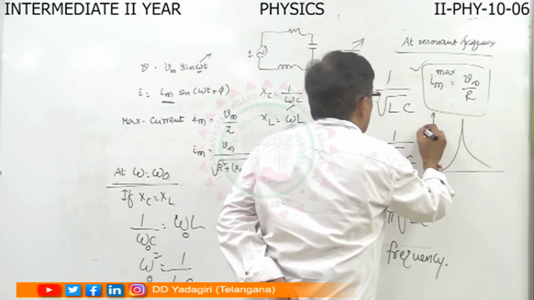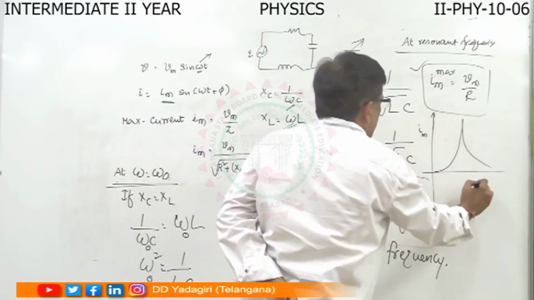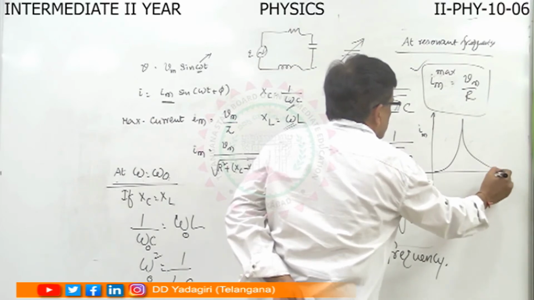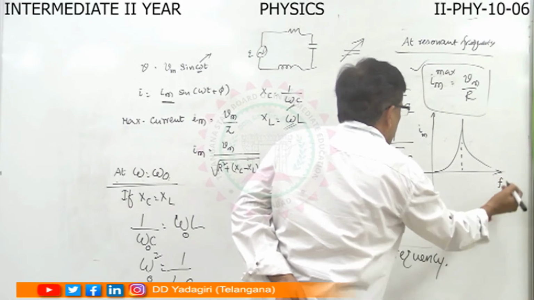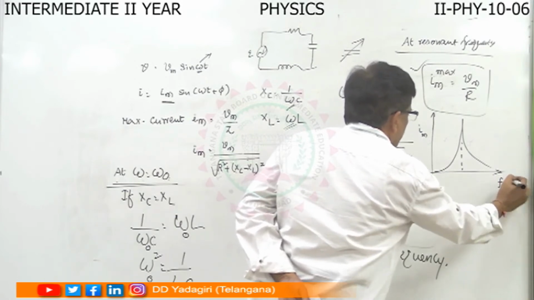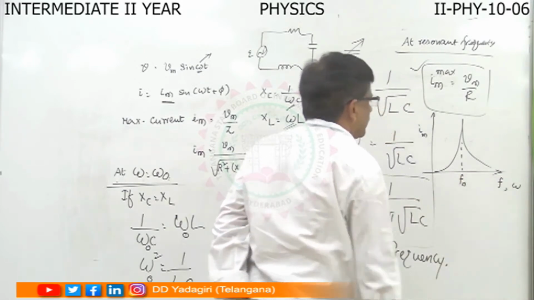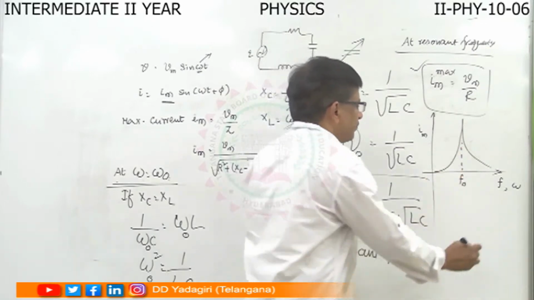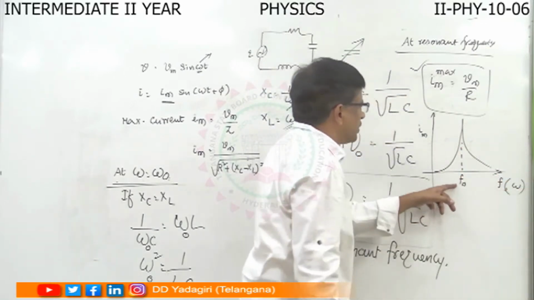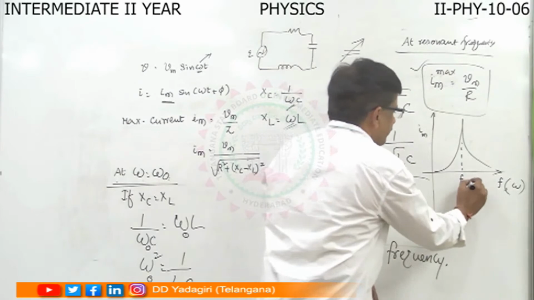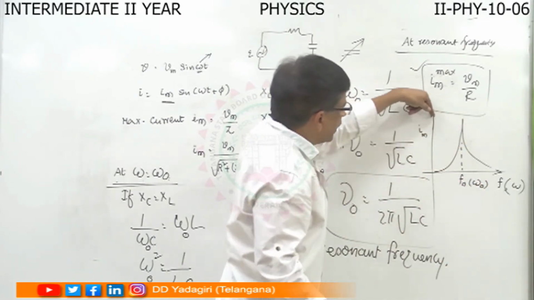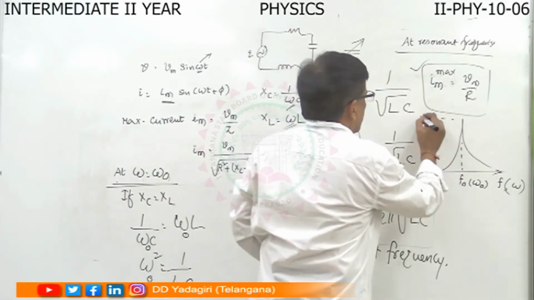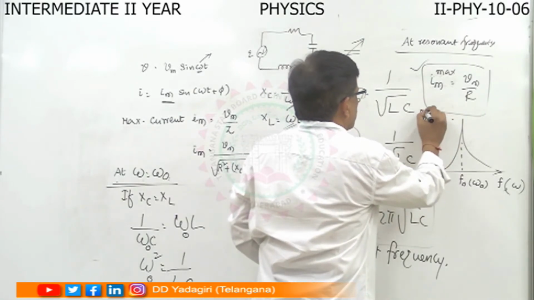This is current value Im versus this angular frequency. Or frequency also you can take. Frequency or angular, anyone you can take. This becomes f naught. At this frequency, or angular frequency, maximum current will be possible. Im max will be possible.